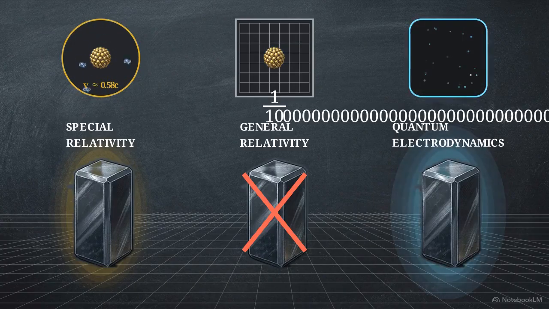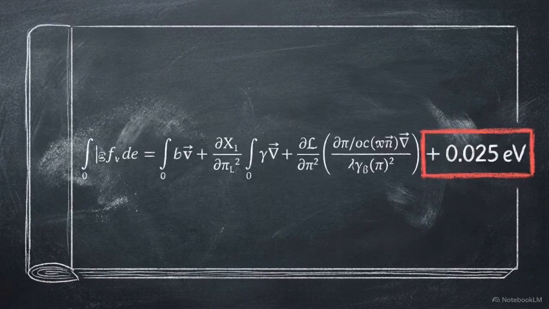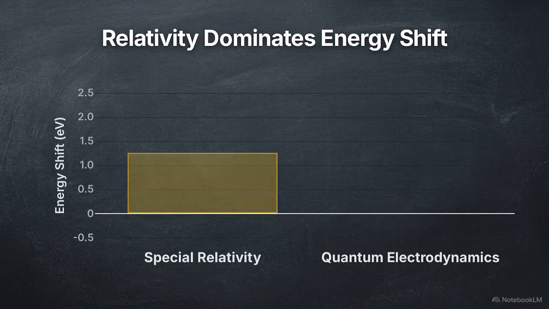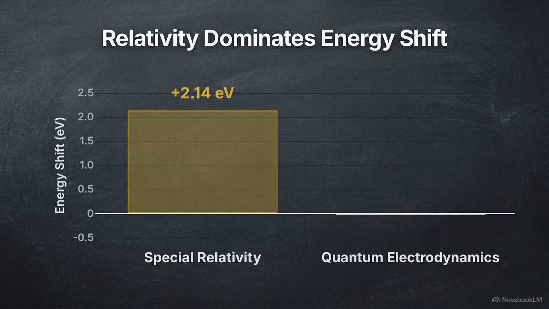We also have quantum electrodynamics, or QED. This field quantizes the electromagnetic vacuum itself, accounting for transient effects like vacuum polarization and the electron self-energy. While QED corrections are necessary to achieve milli-electron volt accuracy in modern theoretical modeling, they introduce only a microscopic destabilizing shift of roughly 25 thousandths of an electron volt. They are a refinement, not the macroscopic driver.